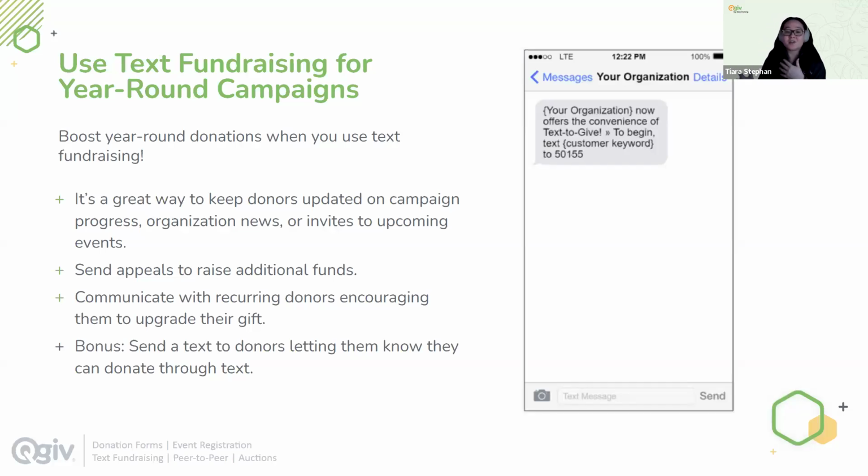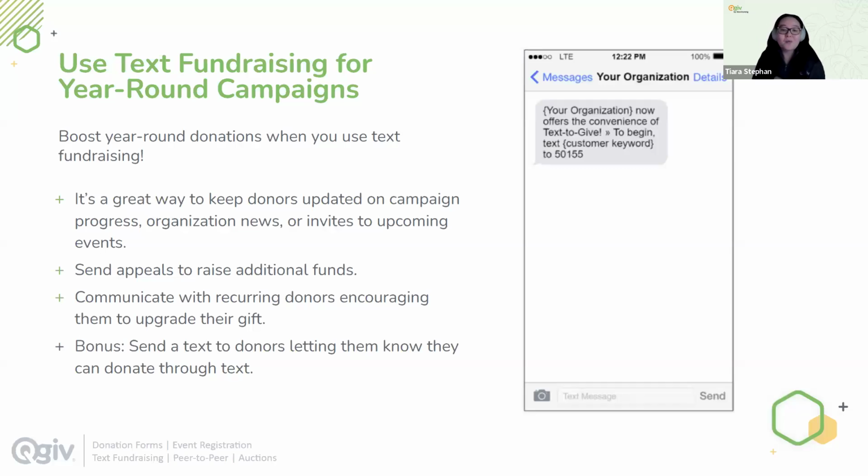Also, texting those appeals directly to donors gives them a super easy donation option. They'll see your appeal and have a link right there in the same text that takes them to your donation form. Texting is also great for recurring giving. Think about using it to communicate with current recurring donors and asking them to upgrade or increase how often they give.